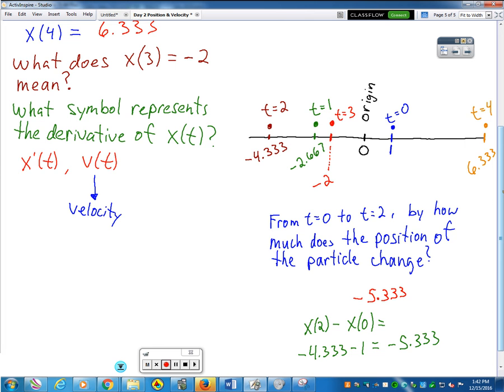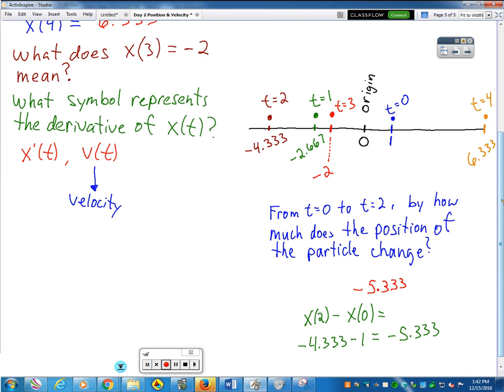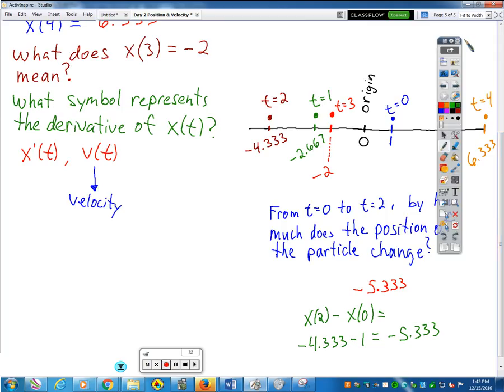So I need you to take your calculator now, and let's see here, velocity. Everyone, please write down in your notes the formula for the velocity of this particle.